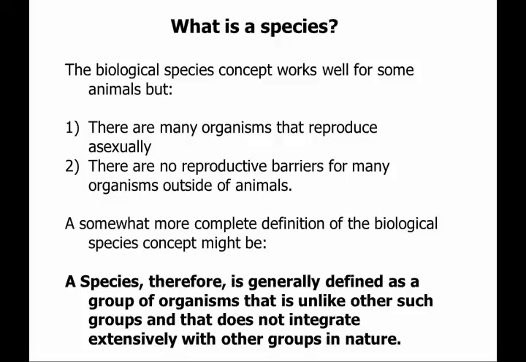So what we end up with is, this is considered a better definition, but scientists argue about definitions. There's probably 20 different definitions of a species, but this is one of the more accepted ones. A species, therefore, is generally defined as a group of organisms that is unlike other such groups. In other words, I can see that there's differences between this group and that group. And they generally don't integrate extensively with other groups in nature.